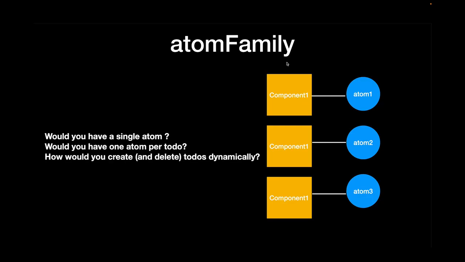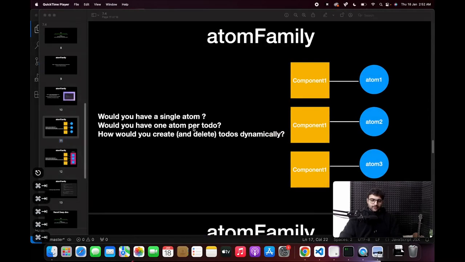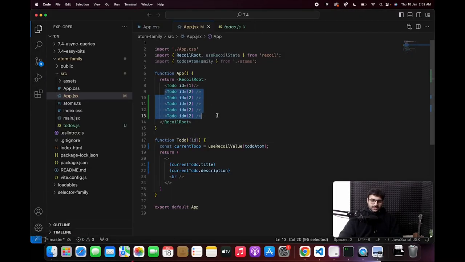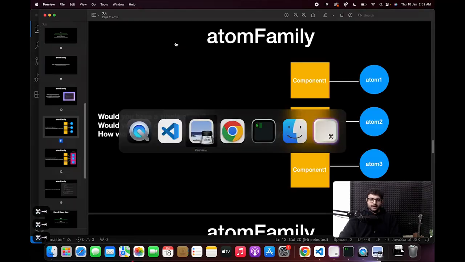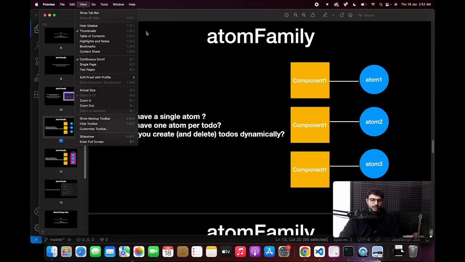Basically something like this. Every component needs to have its own atom now, and you have to dynamically create them, delete them. And if a component is rendered twice, then that specific component, if the ID is the same, needs to hit the same atom. So if all of these have the same ID, 2 over here, they need to reach the same atom in the end. How would you solve this problem? And the answer is using atom family.